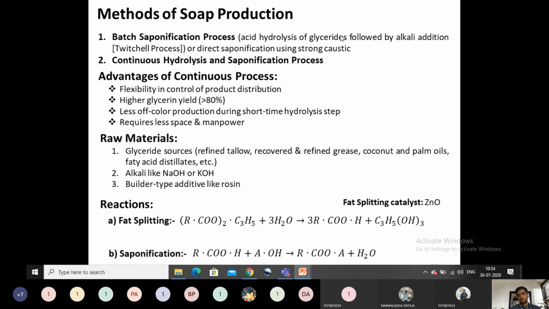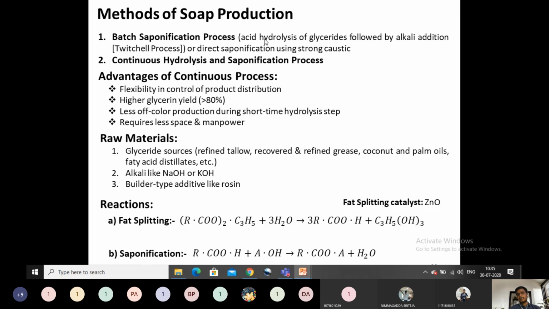One is acid hydrolysis of glyceride followed by alkali addition, which is known as the Twitchell process. Fat is composed of triglycerides, and a triglyceride is an ester of three fatty acids and one glycerin molecule. Whether it is a triglyceride, diglyceride, or monoglyceride, any glyceride can be referred to universally as glycerides.